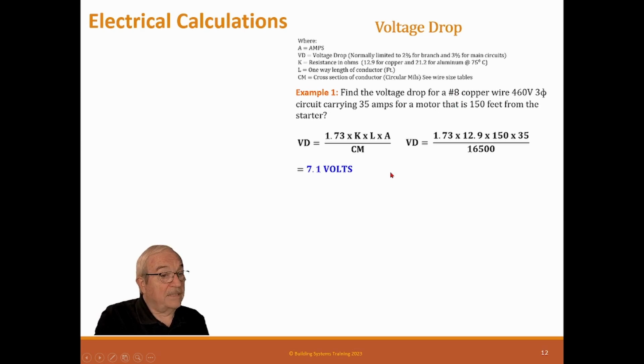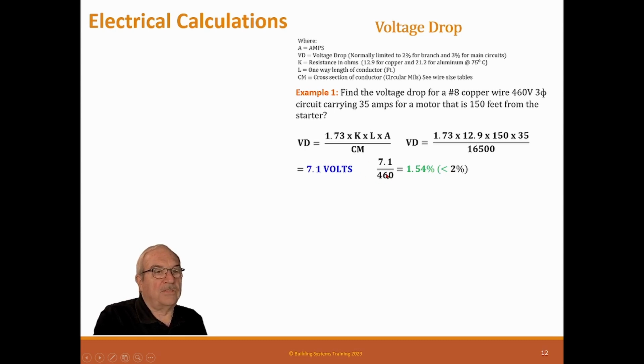Okay, what does that tell you? Well, here's what it tells you. 7.1 divided by 460 equals 1.54%. And the codes say that the voltage drop should be under 2% for branch wiring. Main wiring can get by with 3%, but 2%, and it's all about droop. They don't want the voltage dropping below the minimum accepted voltage.